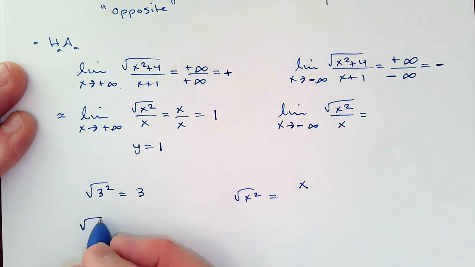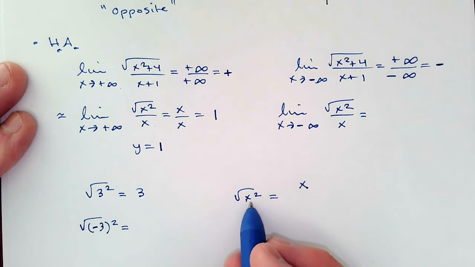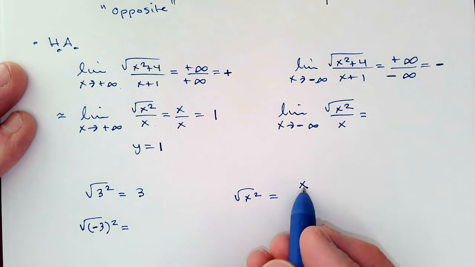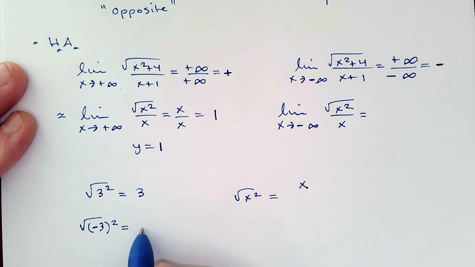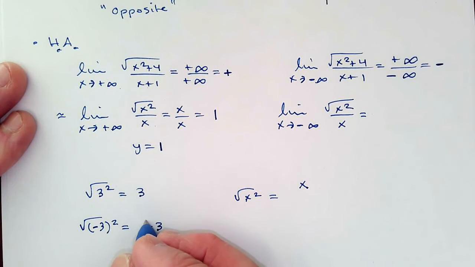But what would happen if I did the square root of negative 3 squared? If we believe the square root of x squared is equal to x, then it kind of would force me to say that the answer is negative 3, right? But clearly it's not. If I square negative 3, I get 9, and the square root of 9 should actually be positive 3. So I can get the correct answer if I then apply another negative. Now I get the correct answer of positive 3.